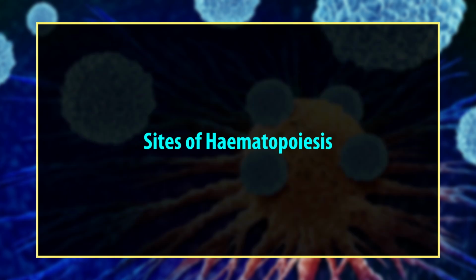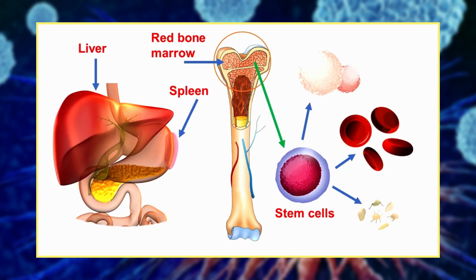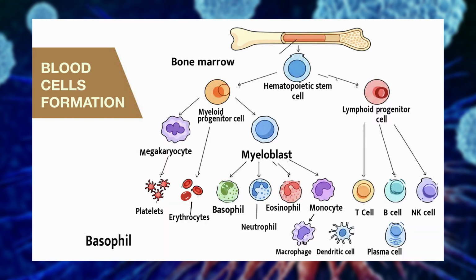The sites of hematopoiesis. In the embryonic stage, the yolk sac is the first site of blood cell formation during the 3rd week of gestation. In the fetal stage, the liver is the main site of hematopoiesis during the 2nd trimester, and the spleen is the second site during fetal development. In the adult stage, the bone marrow is the primary site after birth, especially in flat bones, for example, sternum, pelvis or ribs.